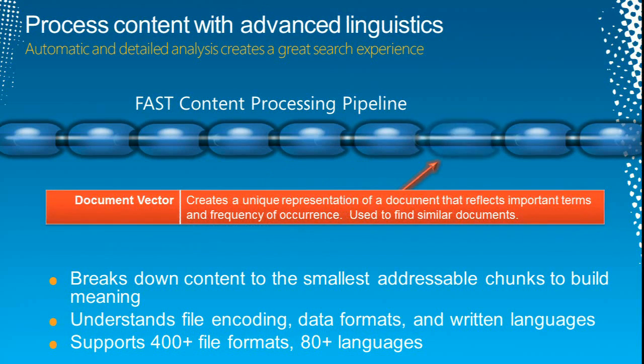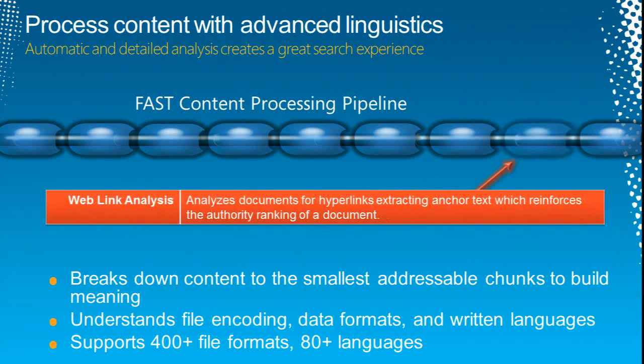Date-time normalization, document vector. This is something that we use for finding similar documents. Essentially, what we'll do is try to summarize a document in what we call a document vector, which are the most important aspects of that document, and we use that when we're searching when you click on the Find Similar button.